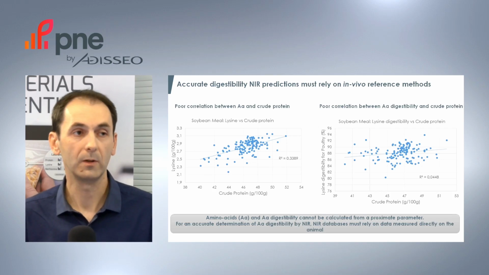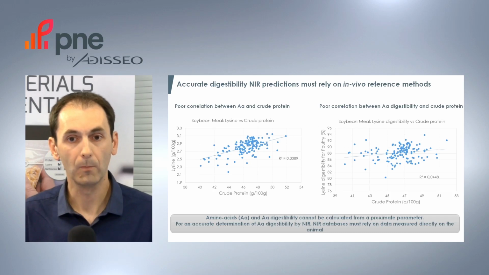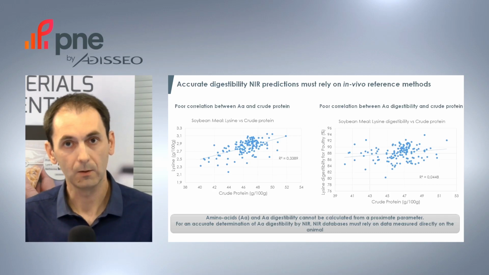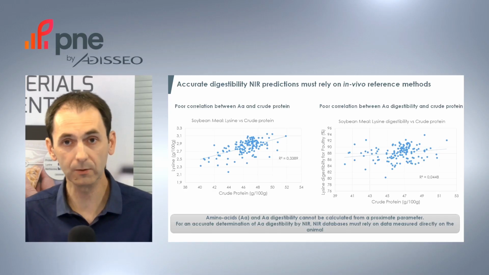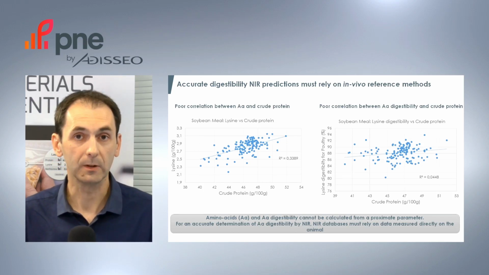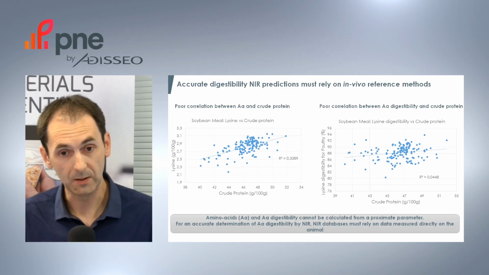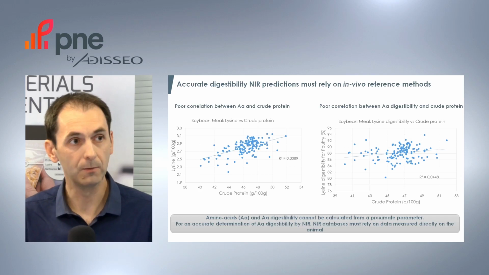And this is quite important, because we can see in this graph that the amino acids digestibility, here it's the case of lysine in soybean meal, is poorly correlated with proximate parameters such as nitrogen or protein. So we cannot rely on these proximate parameters to predict digestibility accurately. So that's why we need to rely on in vivo methods.